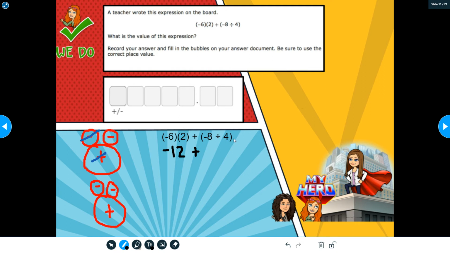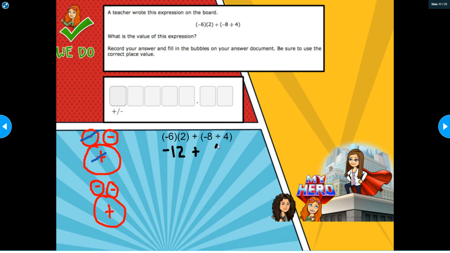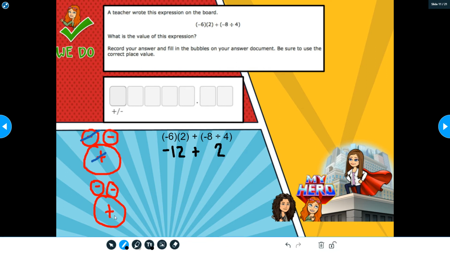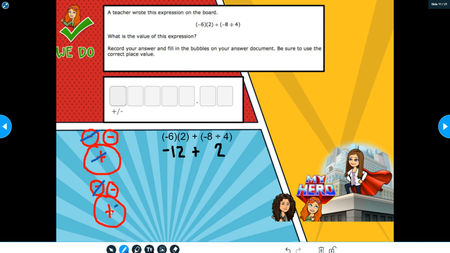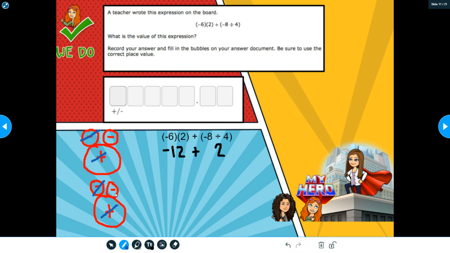-8 divided by 4. Well, I know that 8 divided by 4 is 2. I'm going to put the 2 here. But we have to decide on the sign. Okay, so because of -8, I'm going to mark out one negative. And because of +4, one positive. I'm left with the negative. So that means that this answer is -2.